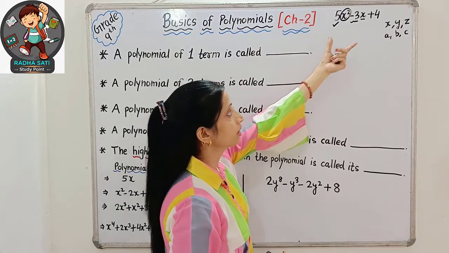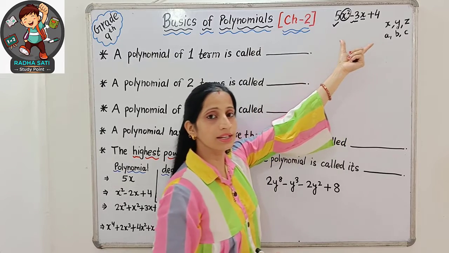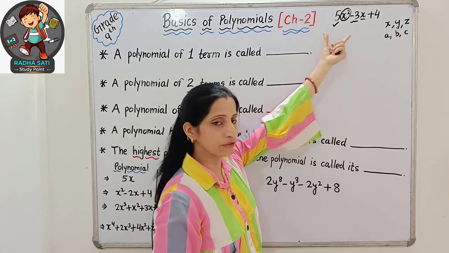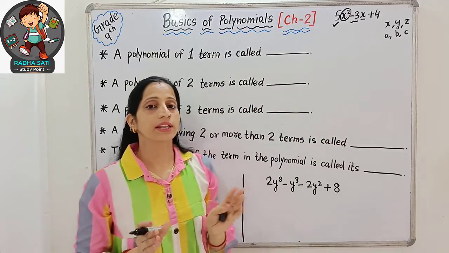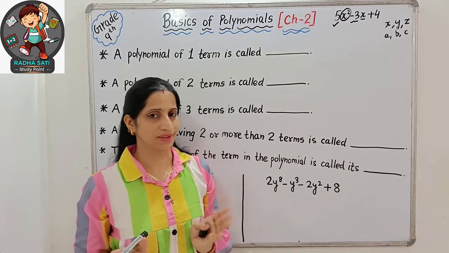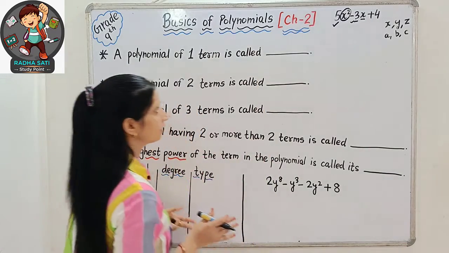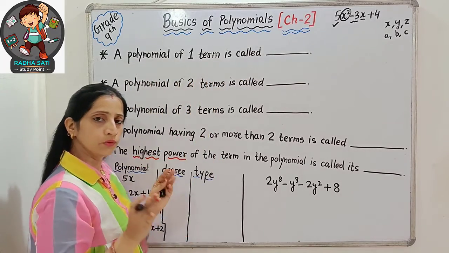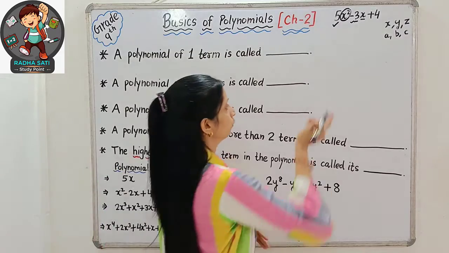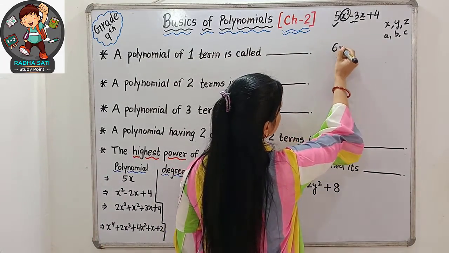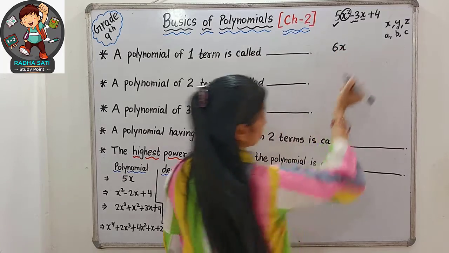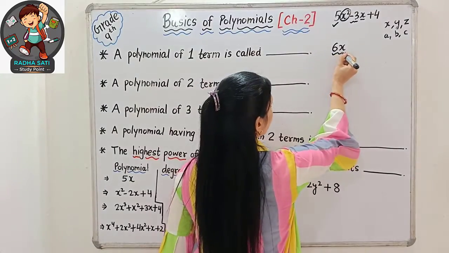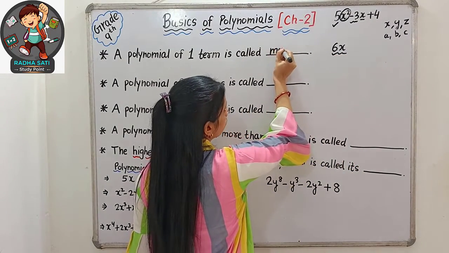Okay. So in short, we can say that a polynomial is a combination of variables, constants, coefficients that are connected with addition, subtraction or multiplication symbols. Okay. Now let's begin with all this. A polynomial of one term is called when there is only one term in a polynomial. For example, the polynomial is in the form of 6x. It is given only 6x. This means there is only one term. So we call it monomial. What we call it? Monomial.